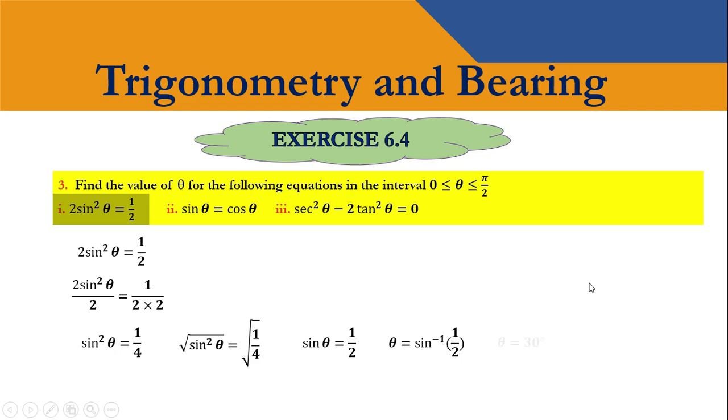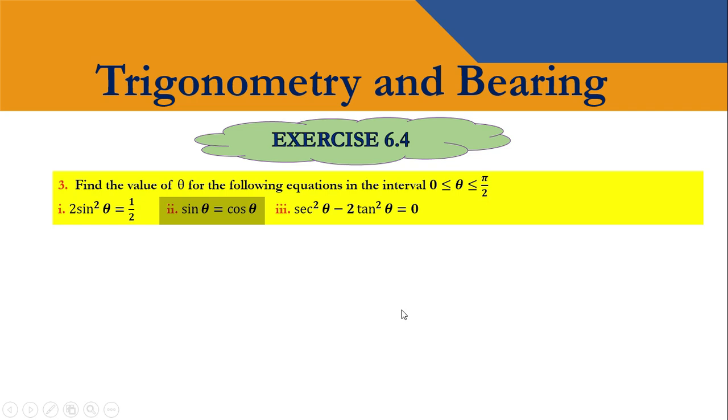So in that way we can get the angle, which is equal to 30 degrees, or you can use the table which you constructed in exercise 6.1. Now we will solve question number 3, part number 2, in which we need to find an angle in such a condition when sin theta is equal to cos theta.